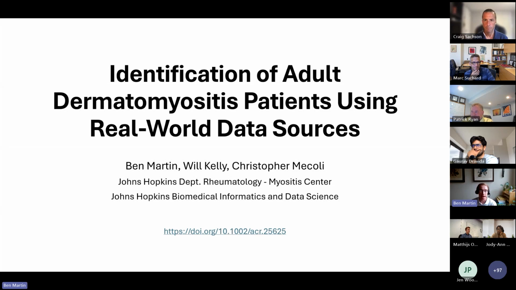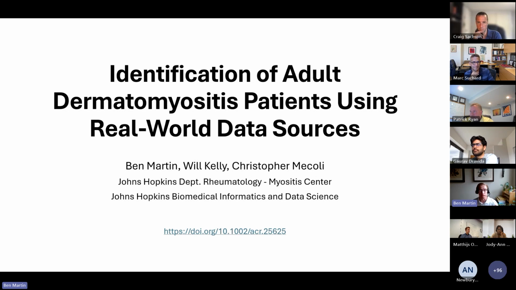My name is Ben Martin. Along with being a co-lead of the early stage researcher working group in OHDSI, I'm a research associate at Johns Hopkins in the section of biomedical informatics and data science. And along with my co-authors, Will Kelly and Christopher Meckley, also at Johns Hopkins in the Department of Rheumatology, I'm here to talk about our paper titled Identification of Adult Dermatomyositis Patients Using Real-World Data Sources.